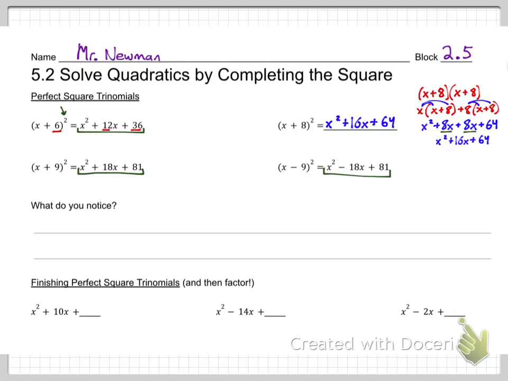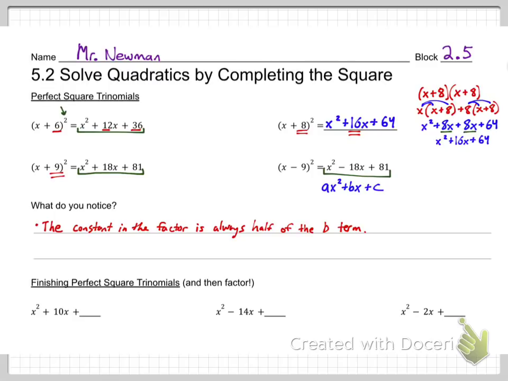Here is what I noticed, and here's the important thing I want you to notice. The constant in the factor is always half of the b term. Now, what do I mean by b term? Well, for every quadratic, you have ax squared plus bx plus c. That b term is always double the constant inside the factor. So this 8 that I double underlined is always half of 16. The 9 is half of 18. And this negative 9 is half of negative 18. So that always matches up like that.